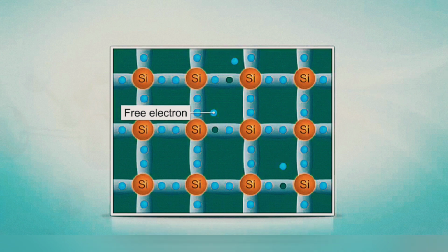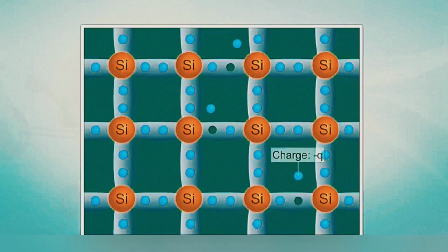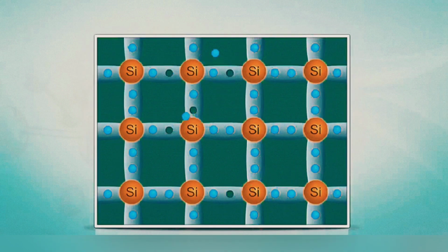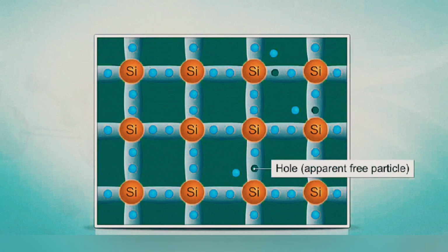Such breaking away of an electron from a covalent bond creates a vacancy in the bond as shown. If the free electron carries charge minus Q, it leaves a vacancy with an effective charge plus Q. This vacancy with the effective positive electronic charge is called a hole. An electron from the nearest covalent bond escapes and fills the hole, thereby creating a hole at a new position. The process continues, and this way the hole behaves as an apparent free particle.